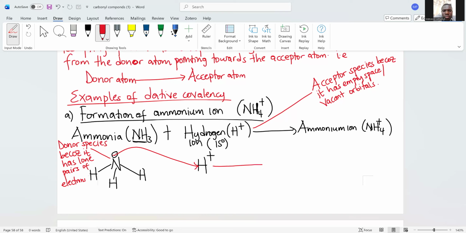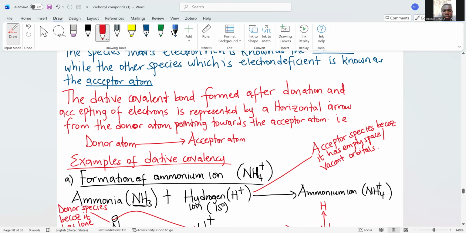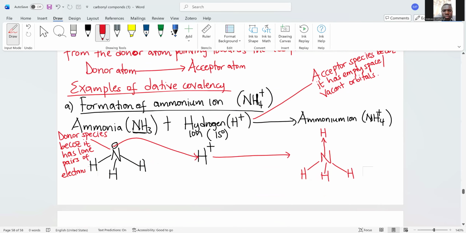So after donation, what do we form? We form NH4. N was previously carrying 3 hydrogens like that. Now I am bonding this N with another hydrogen, and we are forming a dative bond. I have said that a dative bond is represented by a horizontal arrow coming from the donor to the acceptor. The donor in this case is N. So that's why we have an arrow coming from N to H.